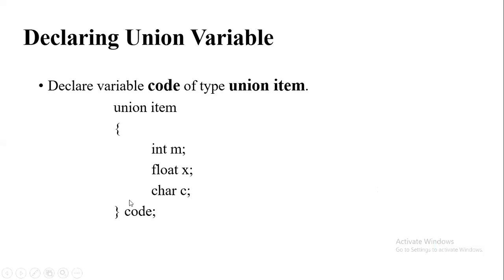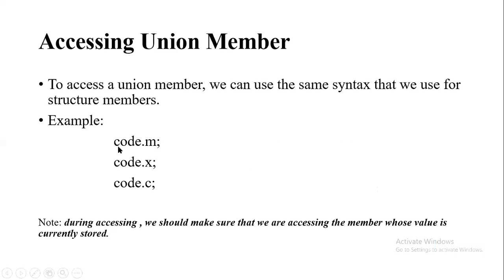So at a time we can store only one element. That is the way a union works. To access, we have code.m, code.x, or code.c. So we can access only one variable at a time. Either we use integer or float or character. Only one of them can be stored and accessed at a time.